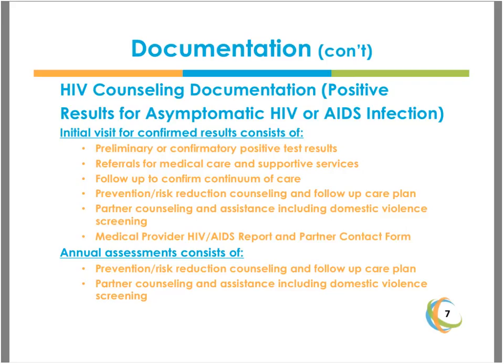As far as your annual assessments, the annual assessment documentation consists of prevention and risk reduction counseling and a follow-up care plan. It should also include partner counseling and assistance that also includes domestic violence screening if necessary.